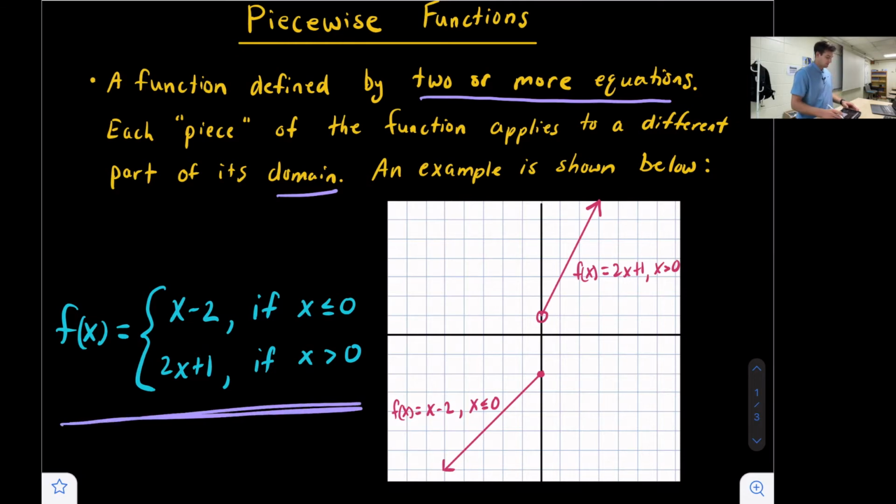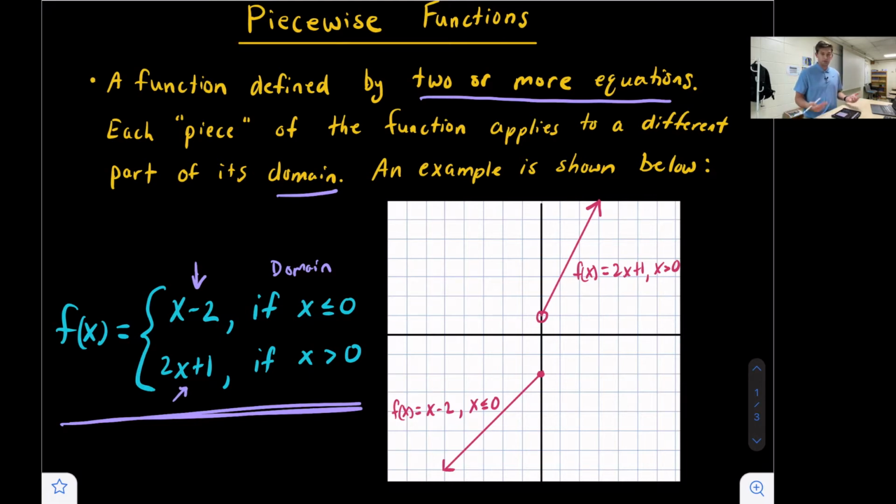Okay, so here is our piecewise function written over here. It says f of x is equal to x minus 2 if x is less than or equal to 0, and f of x is equal to 2x plus 1 if x is greater than 0. So this part right here is the different domains, right? If our x values are less than or equal to 0, then we're going to use the first equation. If our x values, or our domain, is greater than 0, then we're going to use this second equation.